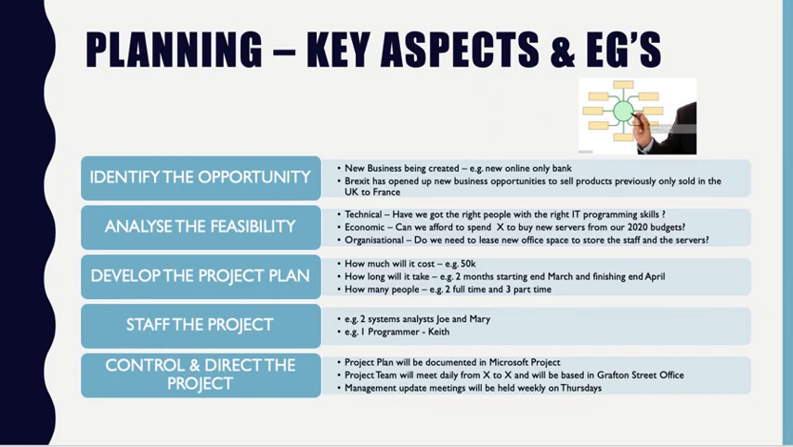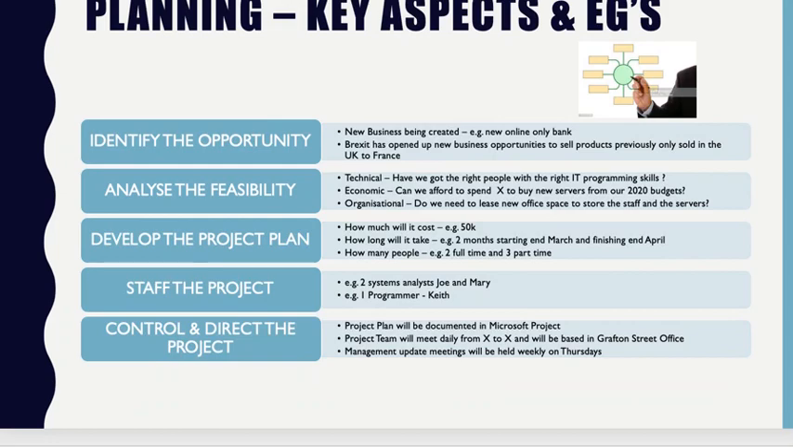Controlling and directing the project is the last key phase here. So the project manager can use a number of tools and strategies to ensure that he or she can effectively manage and coordinate the project. So for example, the project plan will be documented in an application called Microsoft Project. The project team are going to meet daily from say 9 in the morning till 10 in the morning, and they'll be based in the Grafton Street office. Management update meetings will be held weekly on Thursdays.